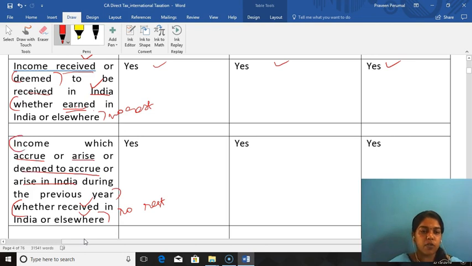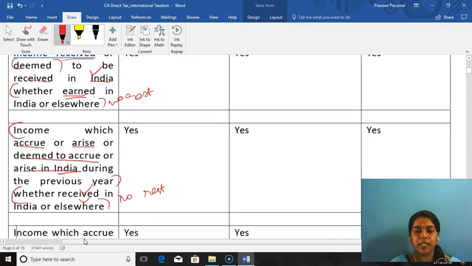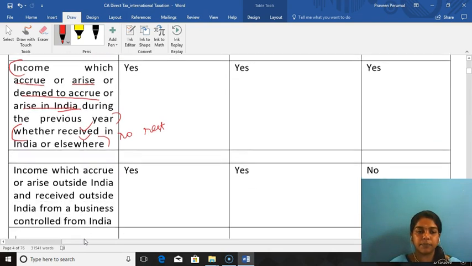So it is just the opposite of this. Here earning can be in India or elsewhere, but receipt in India. Here receipt in India or elsewhere, but accruing or arising or deemed to accrue or arise only in India. Then with regard to resident, resident but not ordinarily resident, and non-resident, everything is yes, this is taxable.